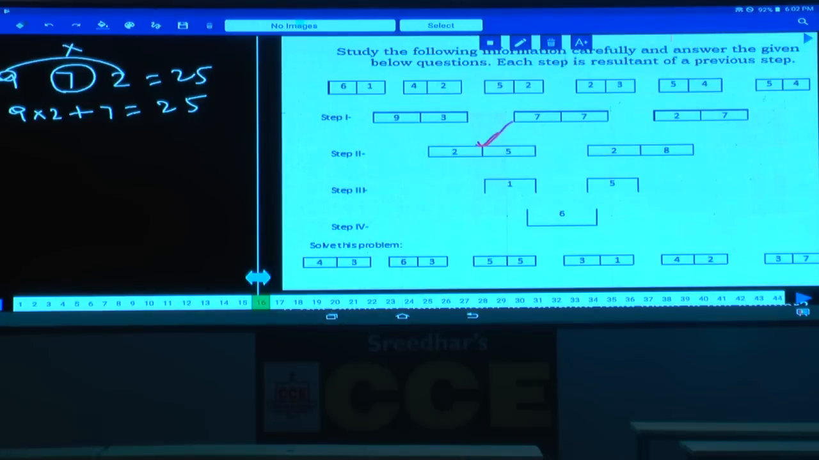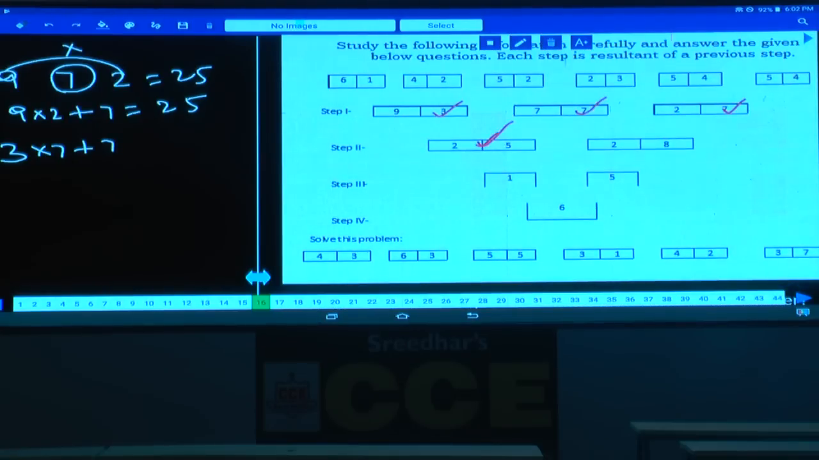Again coming to the remaining numbers. Now the second numbers. What are the second numbers here? 3. The last number is 7. 3 into 7, 21 is added to the middle number, that is 7. 21 plus 7, that is 28. And this is 28. Done with this 28?